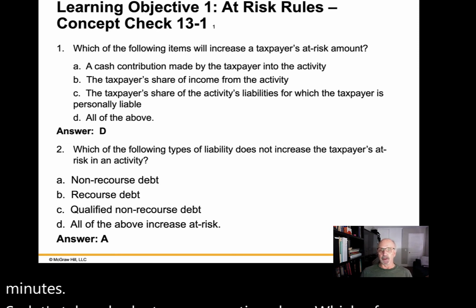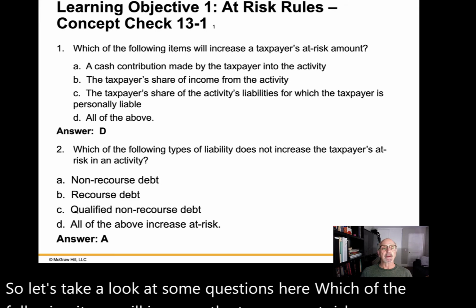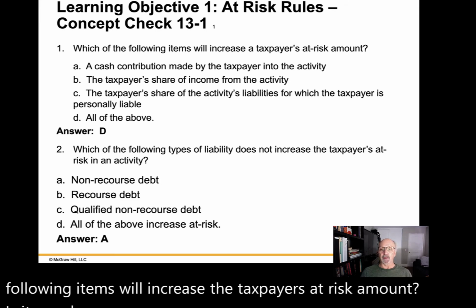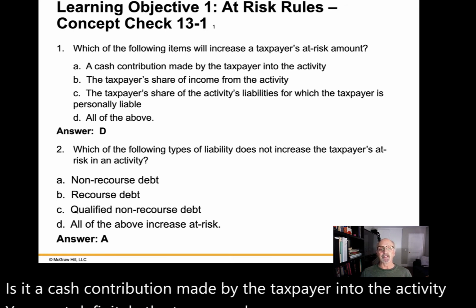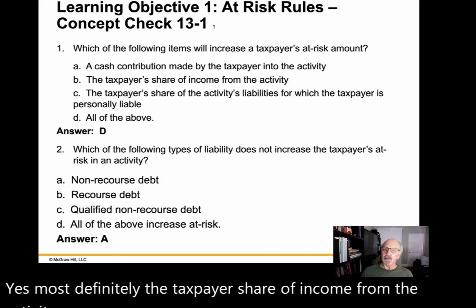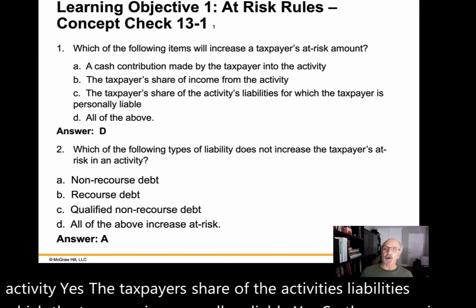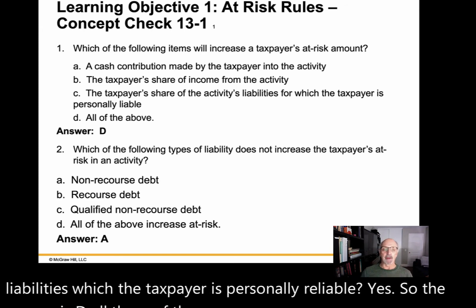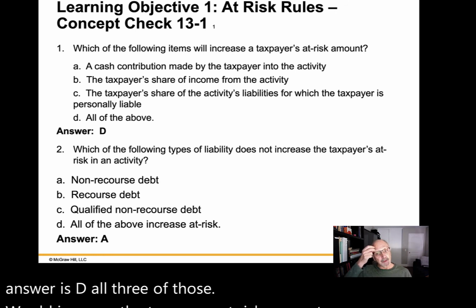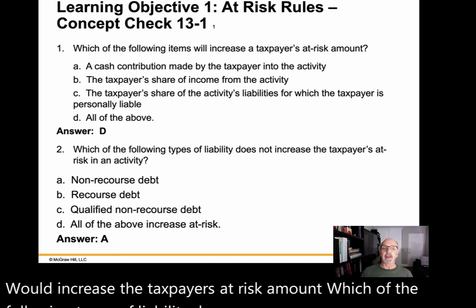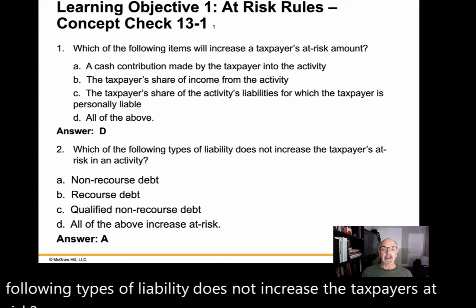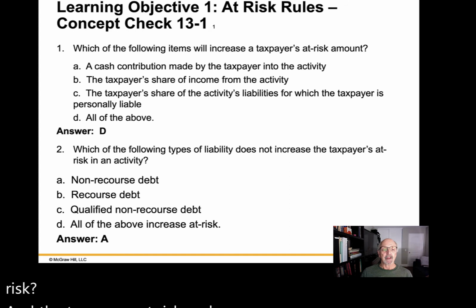Which of the following items will increase a taxpayer's at-risk amount? Is it a cash contribution made by the taxpayer into the activity? Yes, most definitely. The taxpayer's share of income from the activity? Yes. The taxpayer's share of the activity's liabilities for which the taxpayer is personally liable? Yes. So the answer is D. All three of those would increase the taxpayer's at-risk amount. Which of the following types of liability does not increase the taxpayer's at-risk in an activity? The non-recourse debt that was pointed out in the previous slide.